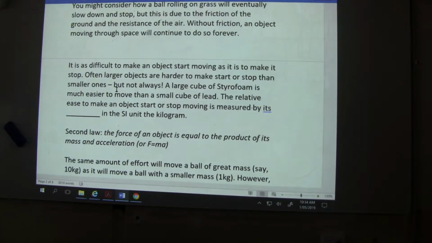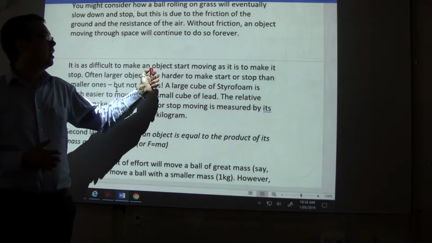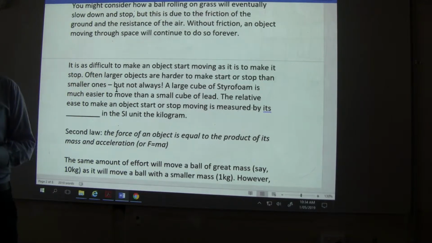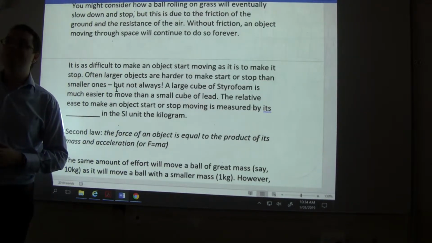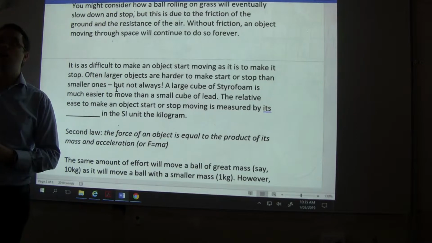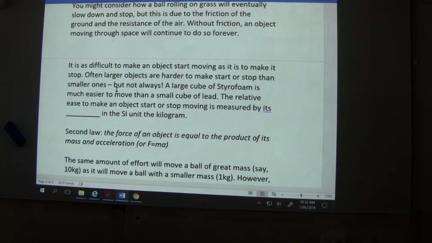It is as difficult to make an object start moving as it is to make it stop. You see this when people are driving on ice, or ice skating. If any of you have ever gone ice skating or roller skating, you might realize it is very hard to make yourself stop. You need to use some sort of friction. You need to use brakes to make yourself stop. So you need to use a force to cause yourself to stop.